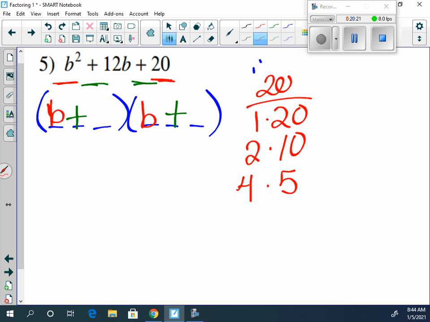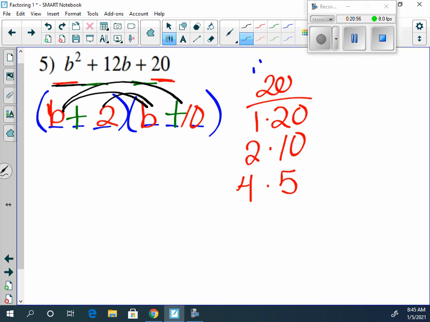Now looking at this here, which one of these do we want to try first? 2 and 10. And our last step was to check, because if we're just doing factors, it's always good to check to make sure we have the right ones. And as we went over this the first time, I said we really don't multiply all the way through, because b times b, this here is going to give us b squared.